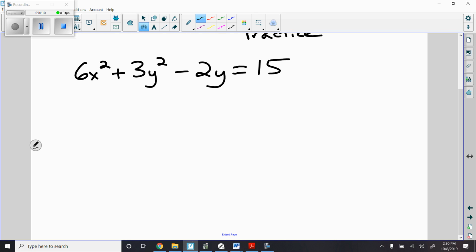So, working from left to right, I'm going to start with the derivative of 6x squared. That's just totally normal at 12x. And again, our goal here is find dy dx.